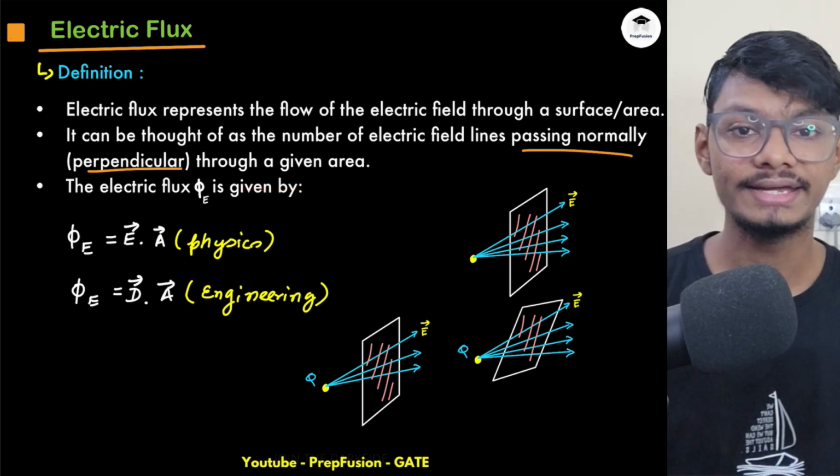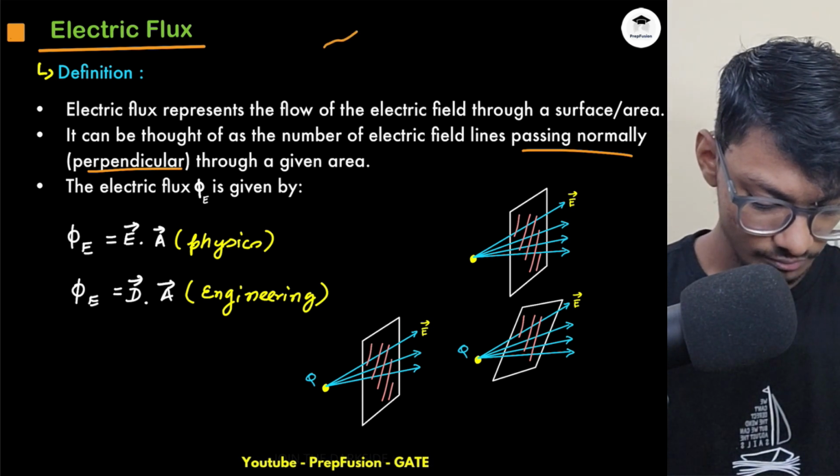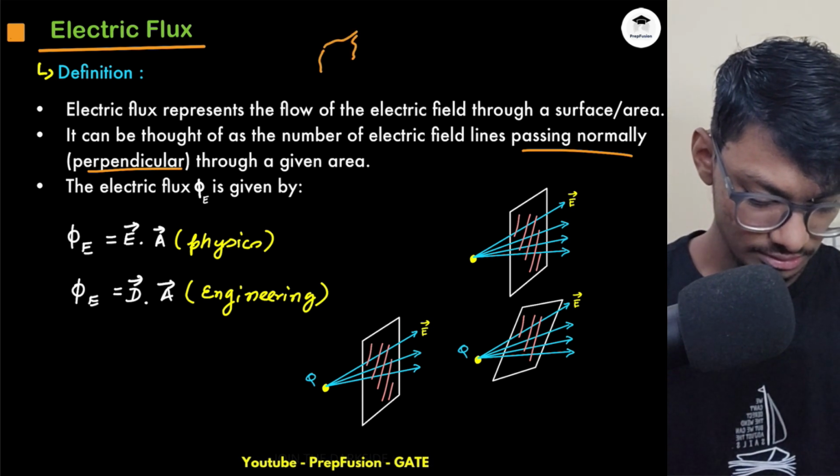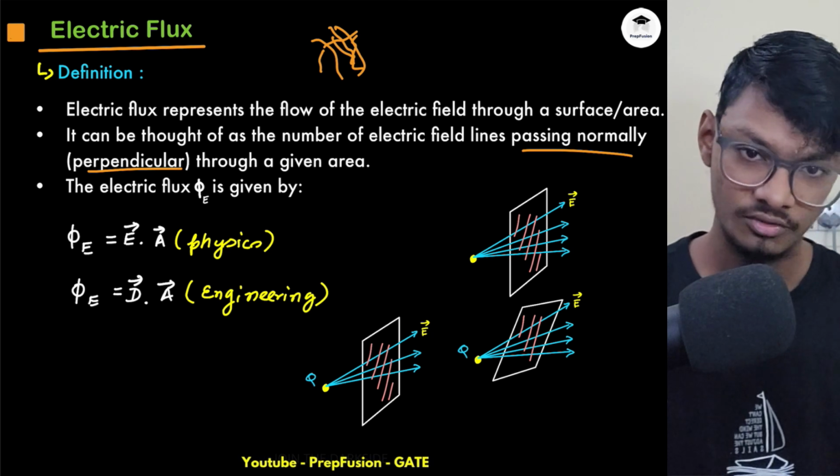We can understand this by the example of a waterfall. Let's say I have this mountain, then water is falling from this mountain. We know waterfalls.